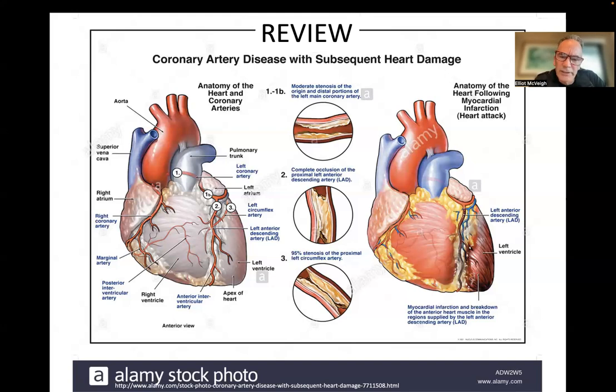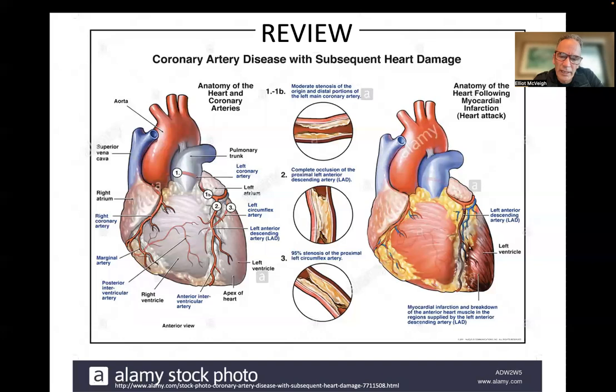SPECT is a very good imaging technique to estimate what the actual flow is through that vessel. And the way you do that is you stress the patient and measure the change in the amount of material that gets through that stenosis. So this would be called a moderate stenosis. This one here would be called a severe stenosis. There is some blood flow that is actually getting through there.